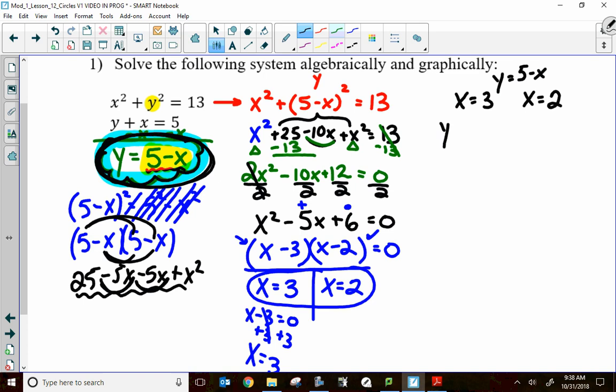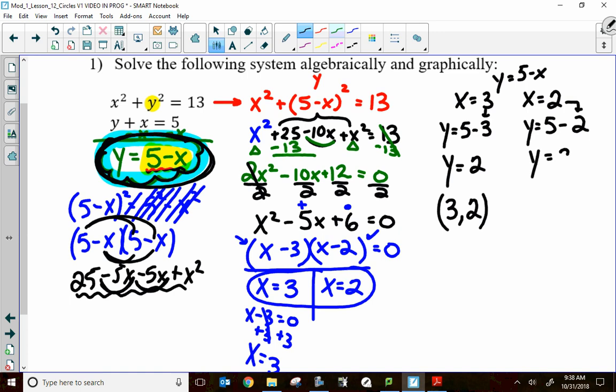So y equals 5 minus my x, which is 3. So in this case, y is going to equal 2. So when x is 3, y is 2. And that's one of my answers. And I'm going to do the same thing for my second x value. Y equals 5 minus my x value, 2. So y would equal 3 when x is 2.